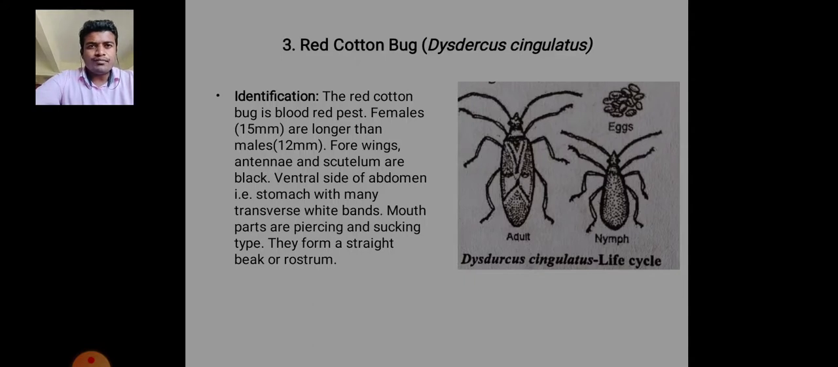Identification: the red cotton bug is a blood red pest. Females of this red cotton bug are 15 millimeters long, longer than the males, which are smaller at 12 millimeters. Forewings, antennae and scutellum are black in color. The ventral side of the abdomen, that is the stomach, shows minute transverse white bands. Mouth parts are of the piercing and sucking type. They form a straight beak or rostrum to take nutritive material from the seeds of cotton, maize, etc.